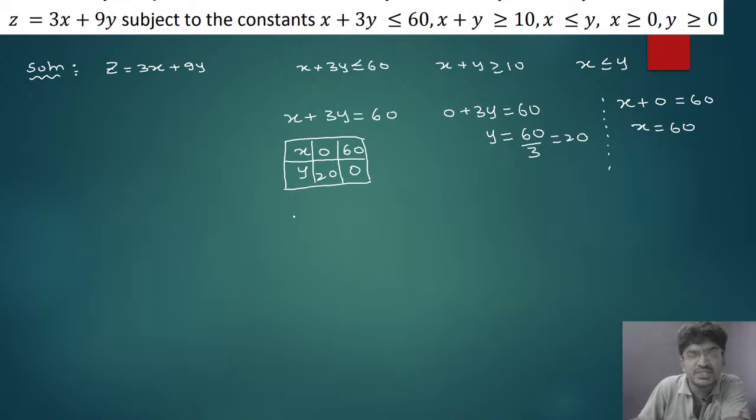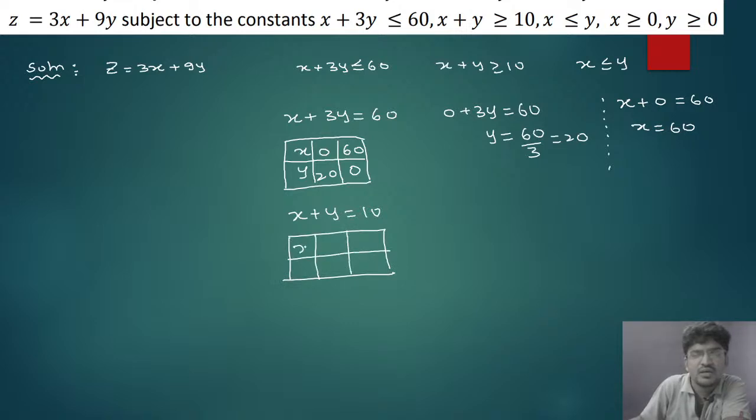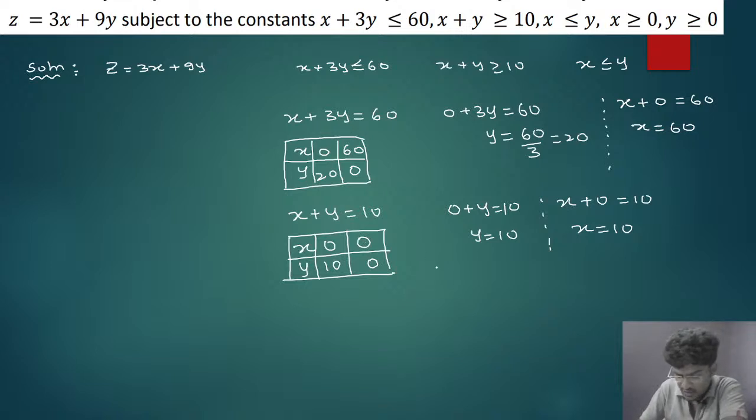Next, x plus y equal to 10. If x is 0, then 0 plus y equals 10, that means y is 10. Now if y is 0, then x plus 0 equals 10, therefore x will be equal to 10.